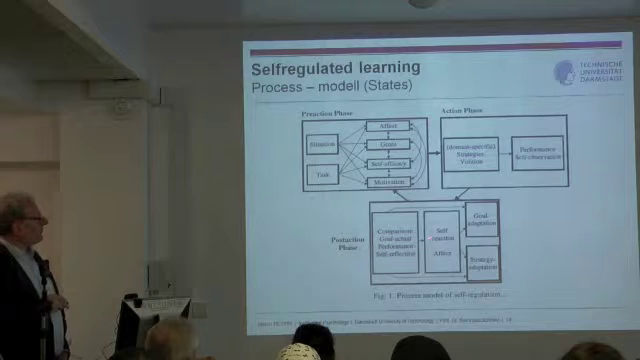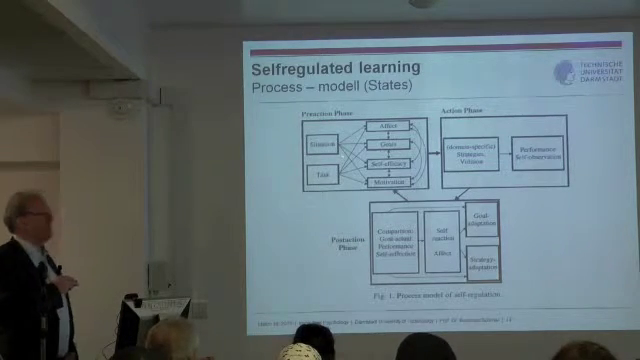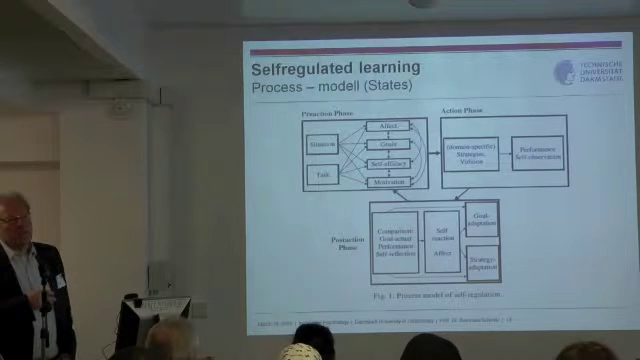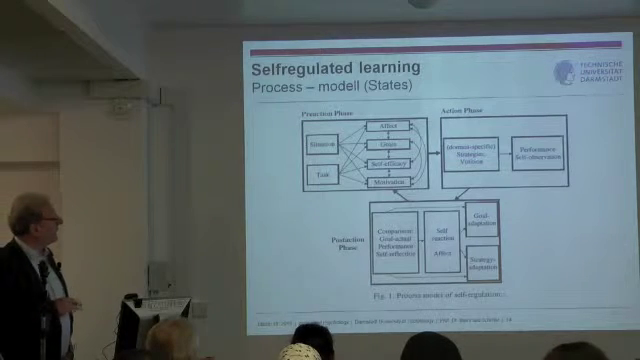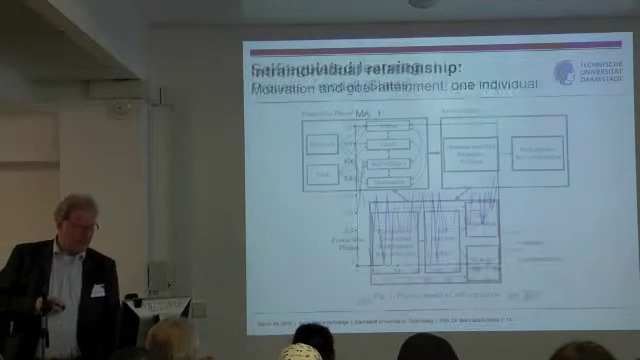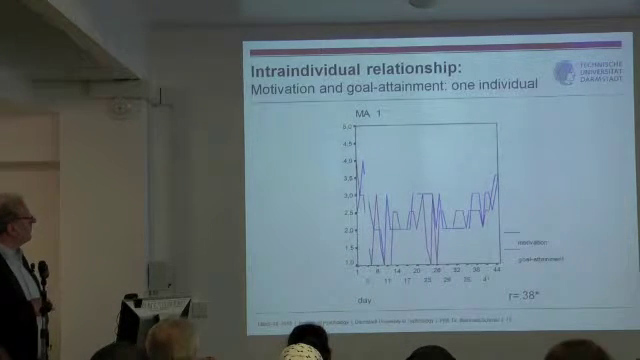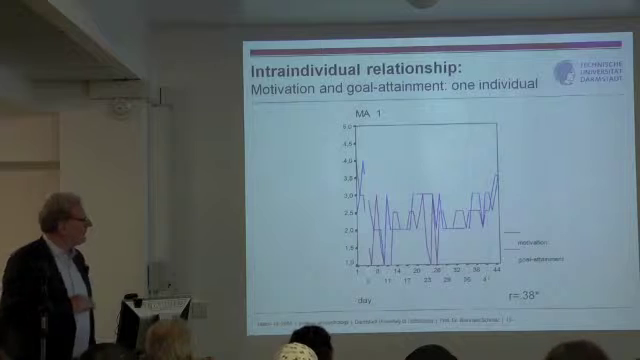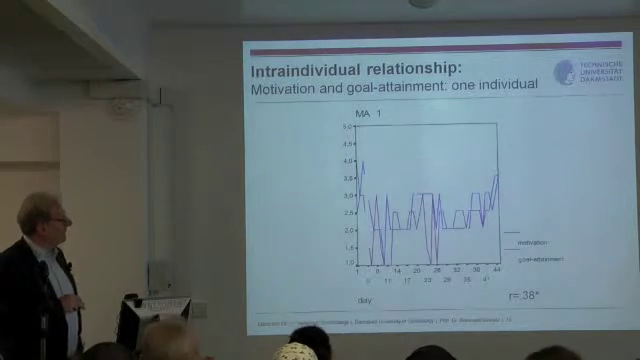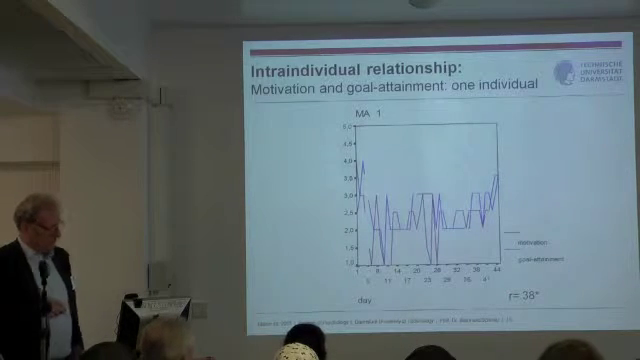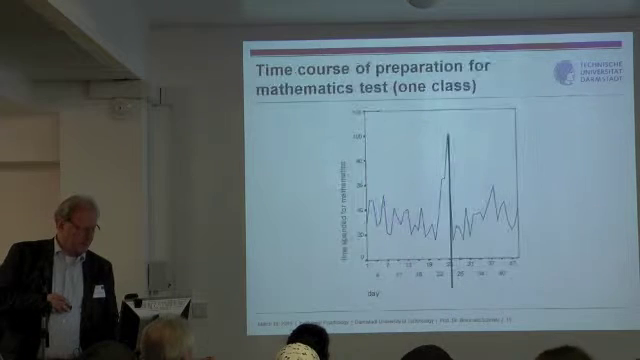we assume that the learning at the end of one day has an effect on the beginning of learning on the next day. Therefore, it's a cycle of learning, and it's a regulation model. Here we have time series for 2 variables, motivation and goal attainment. It's one individual, and we see the intra-individual correlation between these variables is positive.